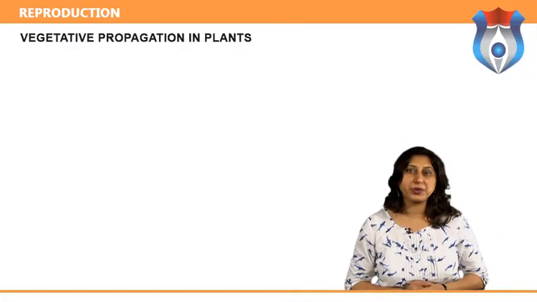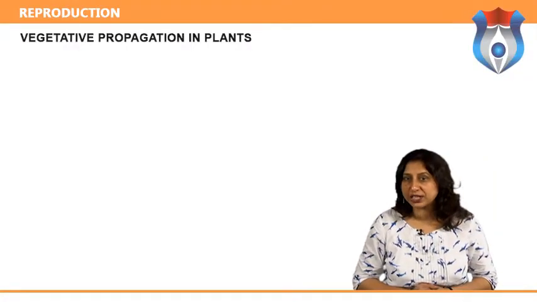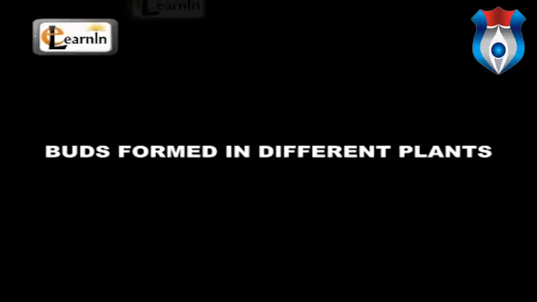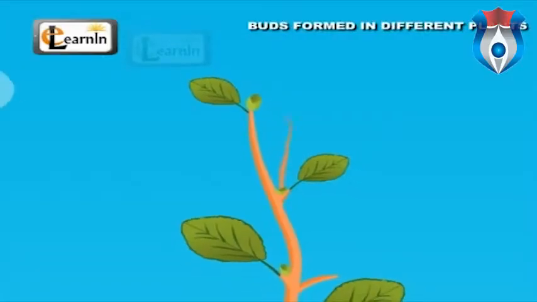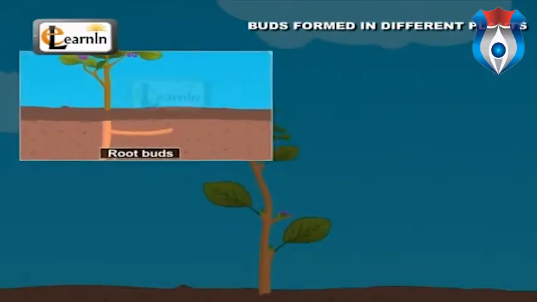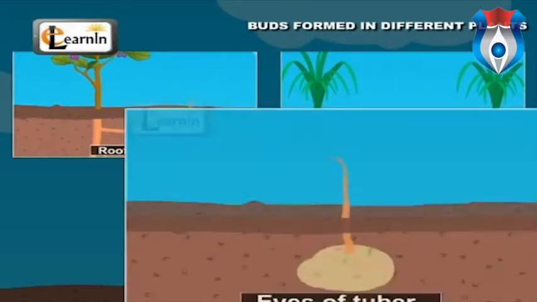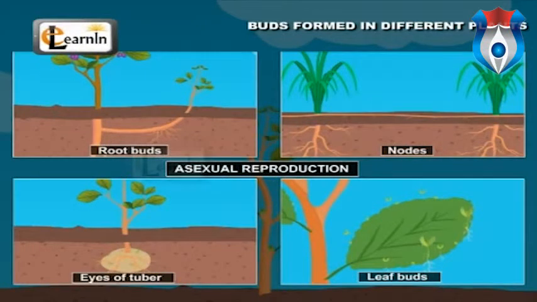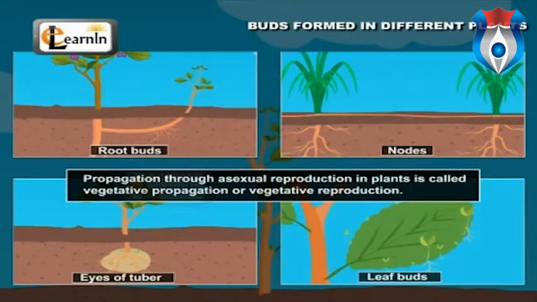Let's look at the video which will explain the different types of vegetative propagation in plants. Buds formed in different plants. Vegetative reproduction. Vegetative propagation is routinely done and is preferred by many plants. Some of the flowering plants propagate by specialized structures. This method of reproduction is asexual reproduction, where there is no involvement of male and female gametes. This method of propagation in plants is called vegetative propagation or vegetative reproduction.